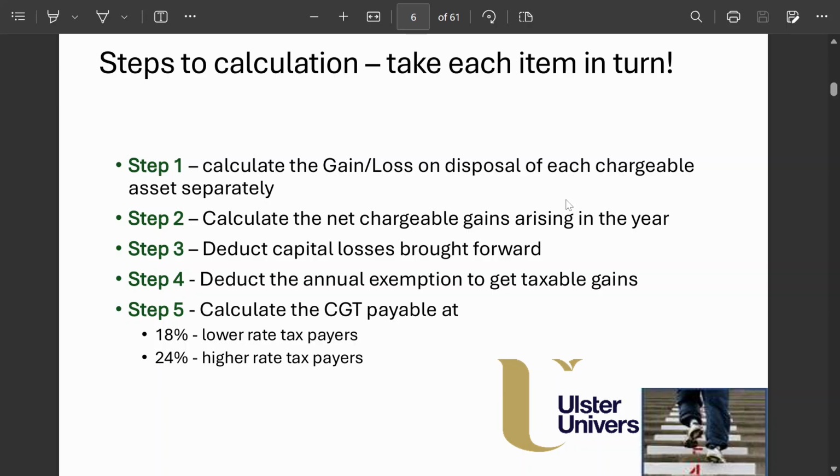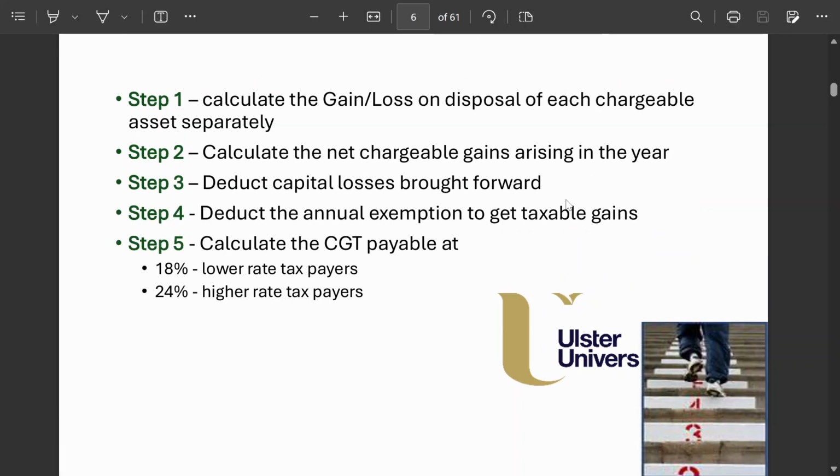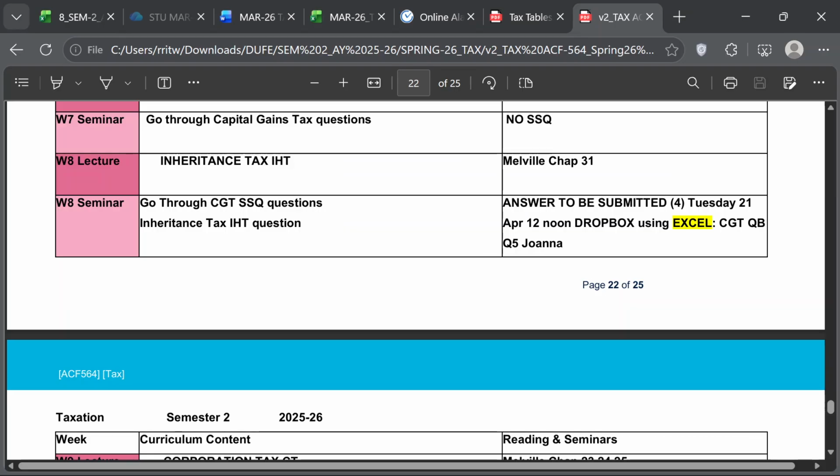So you've got to show each transaction. Better to keep a box. Just use a pen and make a box, and put the calculation for each asset in each box clearly. You have to calculate the gain and loss on each asset separately, and then add up the profit and loss, and then deduct the capital losses brought forward. Then there is an annual exemption. There is a 3,000 annual exemption, and then you can calculate the capital gains tax at 18 and 24. This, of course, is given in your tax tables.